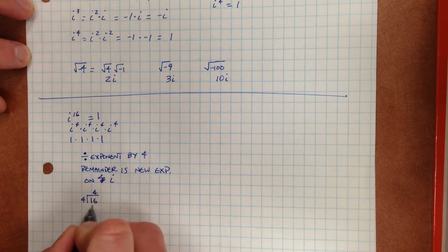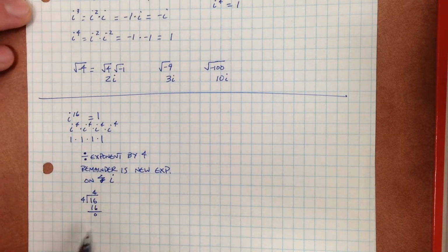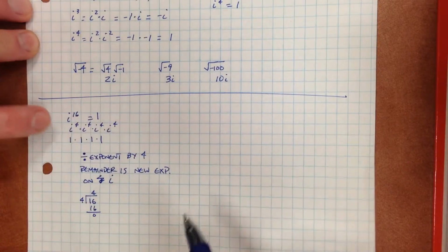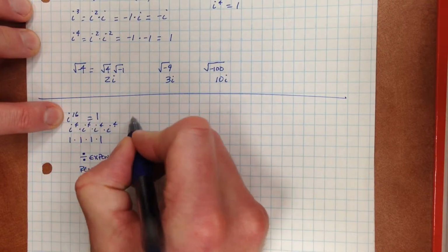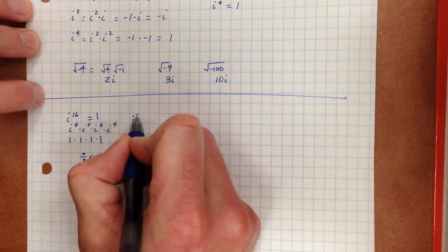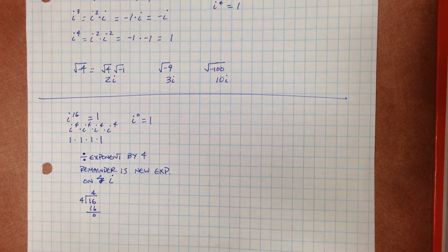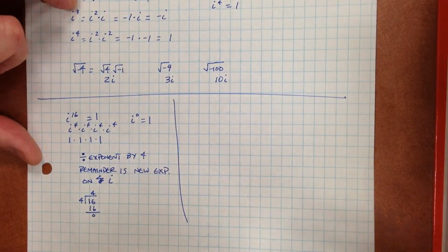Goes in there 4 times, 16, evenly, 0 remainder. So 0 is my new remainder on i. So if I were up here, I wouldn't be dealing with i to the 16th, I would be dealing with i to the 0. Anything to the 0 power is then 1, and we get the same result right there.